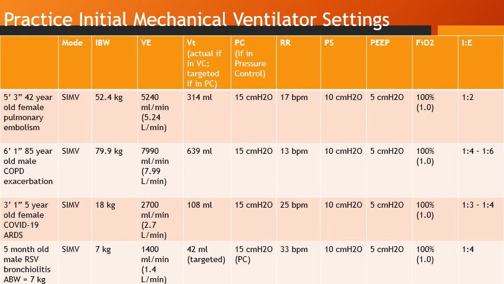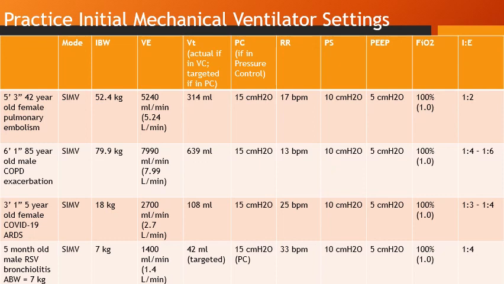Our tidal volume, I'm going to take 18 kilograms multiplied by 6 milliliters per kilogram, giving us 108 milliliters for the tidal volume. Pressure control is going to be 15 centimeters of water again. And then if we take our minute ventilation of 2,700 divided by our tidal volume of 108, we're going to get a respiratory rate of 25 breaths per minute to start out with.